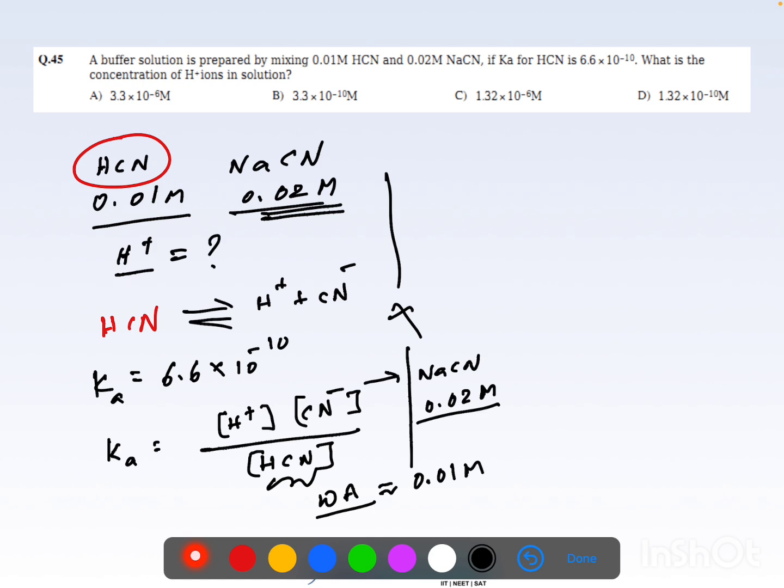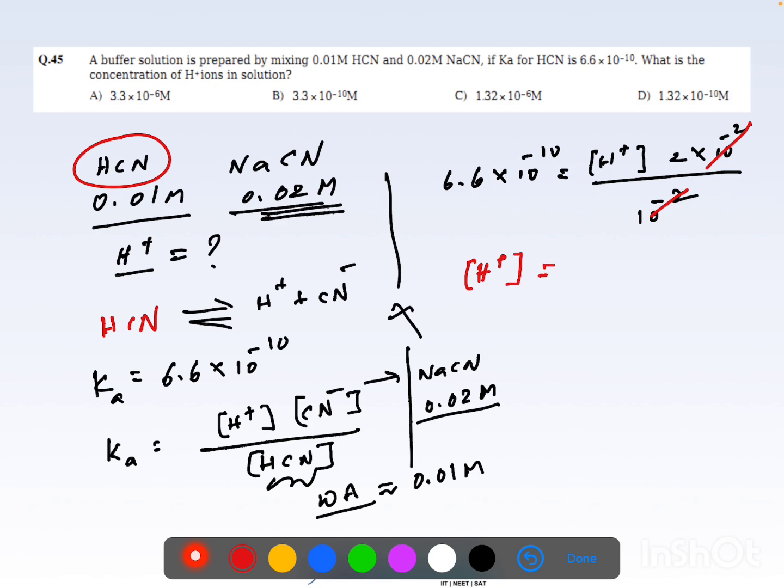Now if you substitute the values, 6.6 into 10 to the power minus 10 is equal to concentration of H plus into 2 into 10 to the power minus 2 divided by 10 to the power minus 2. So these two get cancelled. Now H plus concentration will be equal to 6.6 into 10 to the power minus 10 divided by 2. So that is 3.3 into 10 to the power minus 10 molar. Answer will be option B.